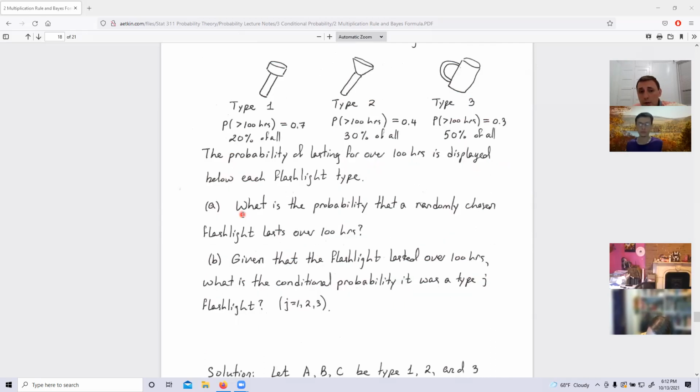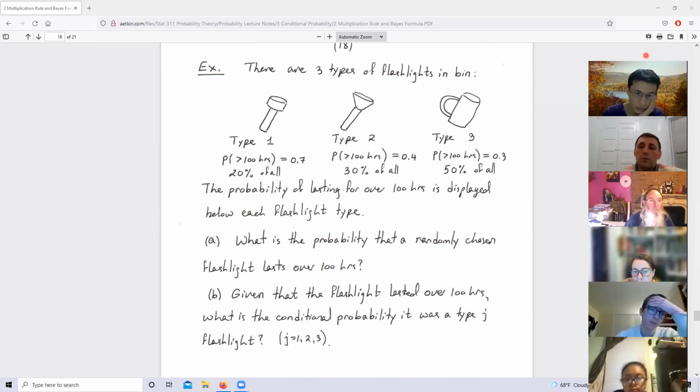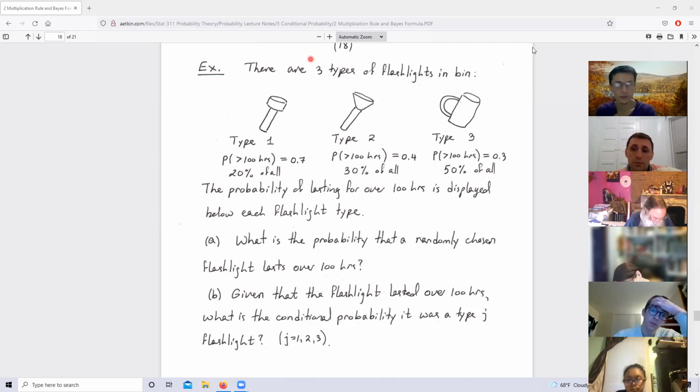Let me give you an opportunity to calculate it. What is the probability that a randomly chosen flashlight lasts over 100 hours? Do you understand what I'm asking? So you randomly pick a flashlight. You don't know if it's type 1, type 2, type 3. And the question is, what's the probability it will last for more than 100 hours? Calculate, please.